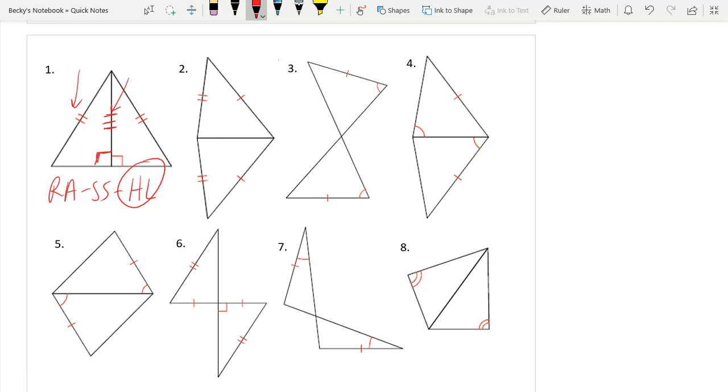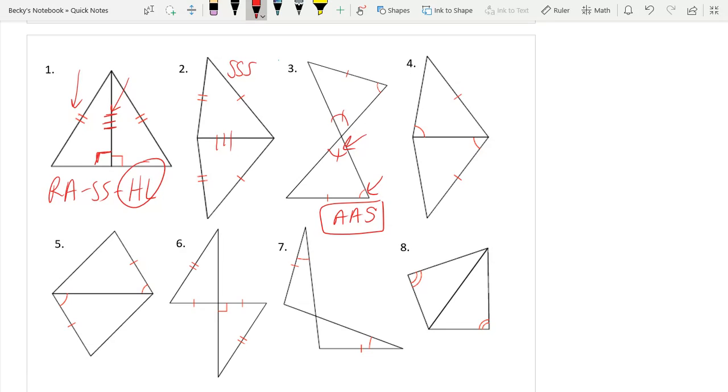Meanwhile, number 2 is the easiest of all of them. This side is reflexive, so we have 3 sides. So this is side, side, side. Now, number 3, there's only 2 pieces of information. I need a third, which would be vertical angles. So again, you have a finger here and here. Is the side in between? No. So it is the angle, and then the angle, and then the third side.